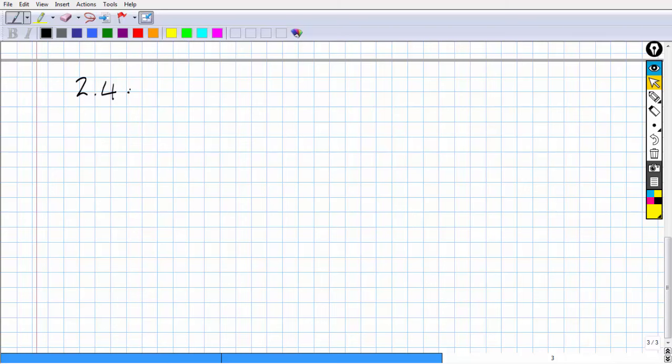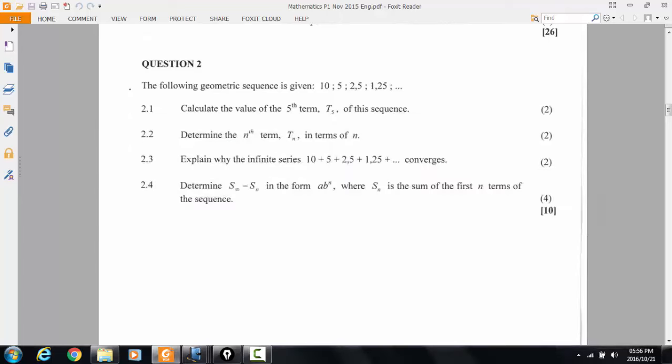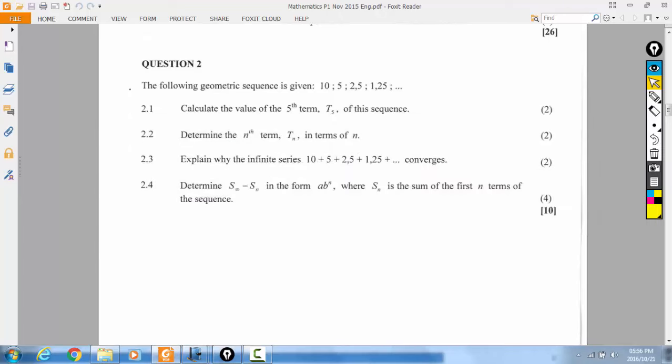In 2.4 it says determine s. So let's just actually bring this up because we've got this here. It says determine the sum to infinity minus Sn in the form of a times b to the power of n, where Sn is the sum of the first n terms of the sequence. So it's quite a strange and weird sort of question. So what do we have to do? How do we even start that?